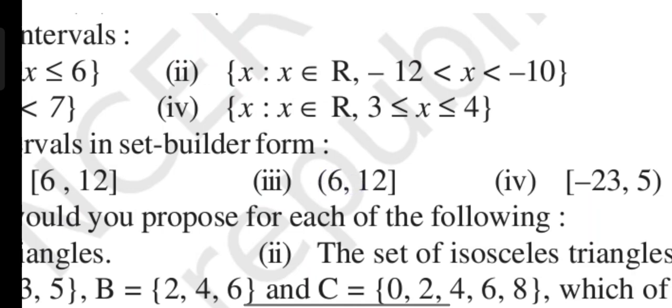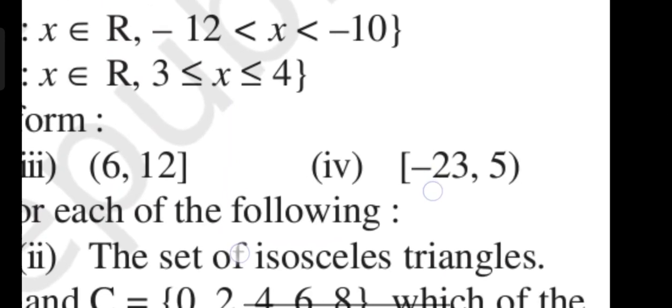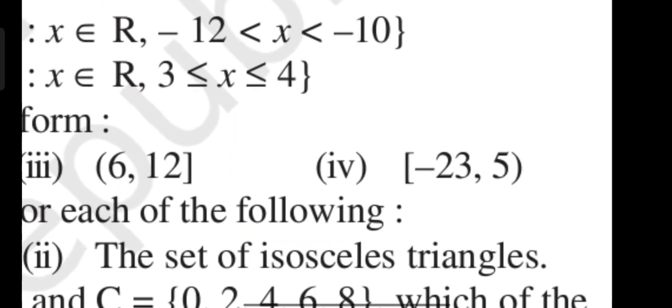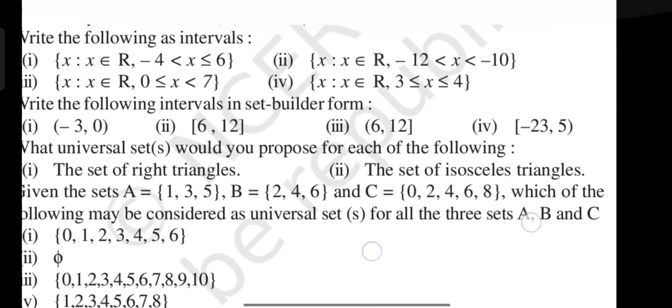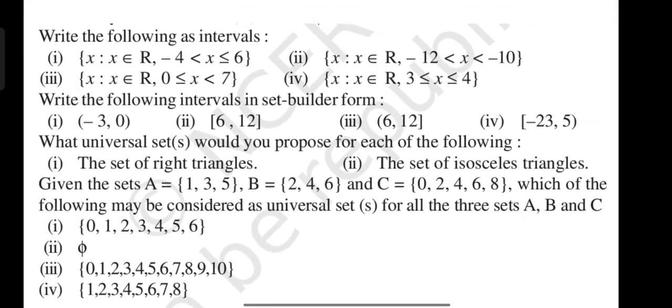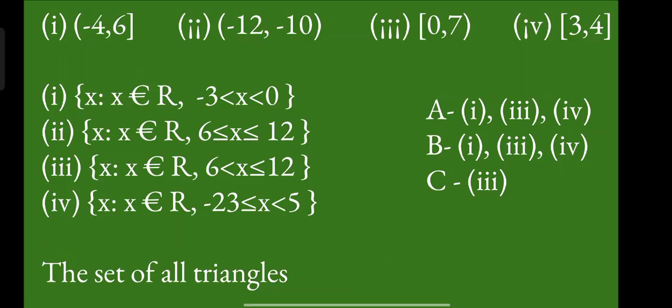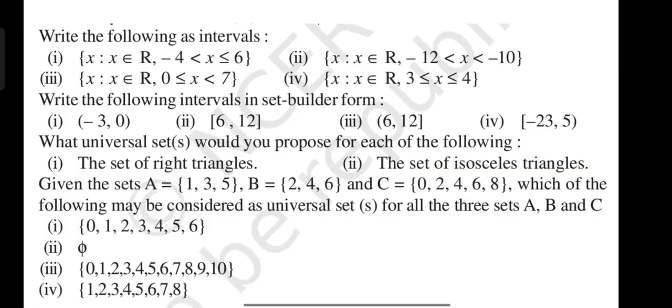Here minus 23 and 25. Minus 23 is included, so minus 23 less than or equal to, but 5 is not included, so less than. Then minus 3 and 0. Minus 3 and 0 both are not included, so both have less than. Okay, answers are written here. Then comes the next one: what universal set or sets would you propose for each of the following?